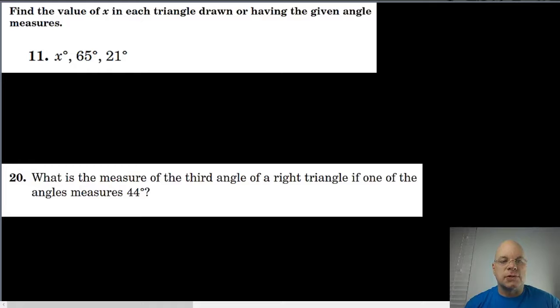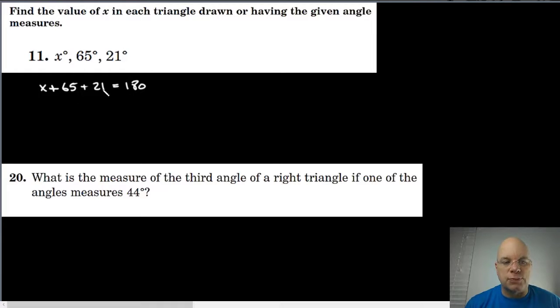Problem 11 says we have three angles. One of them is unknown, so we're calling it x, some unknown number of degrees. The other two angles are 65 degrees and 21 degrees. We're trying to find the measure of angle x. So we know that x plus 65 plus 21 is equal to 180, because we know the angle relationship for the three angles of a triangle, they have a sum of 180 degrees.